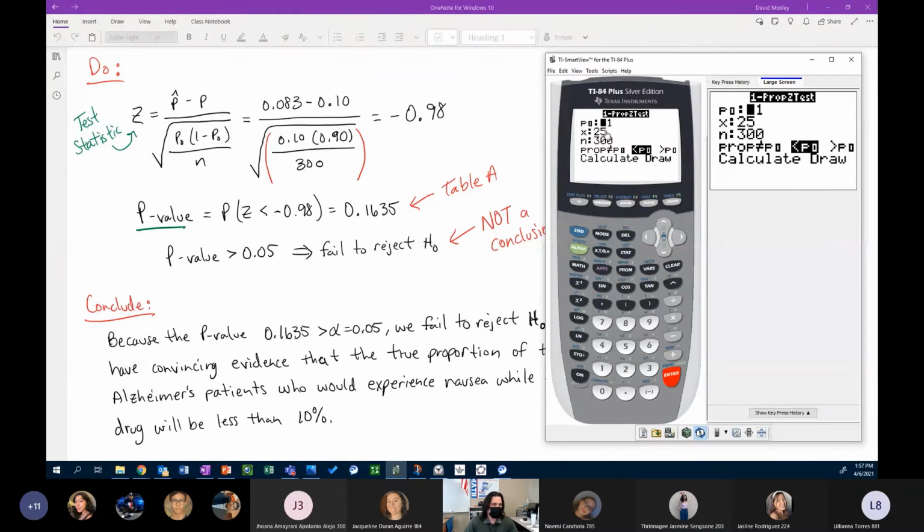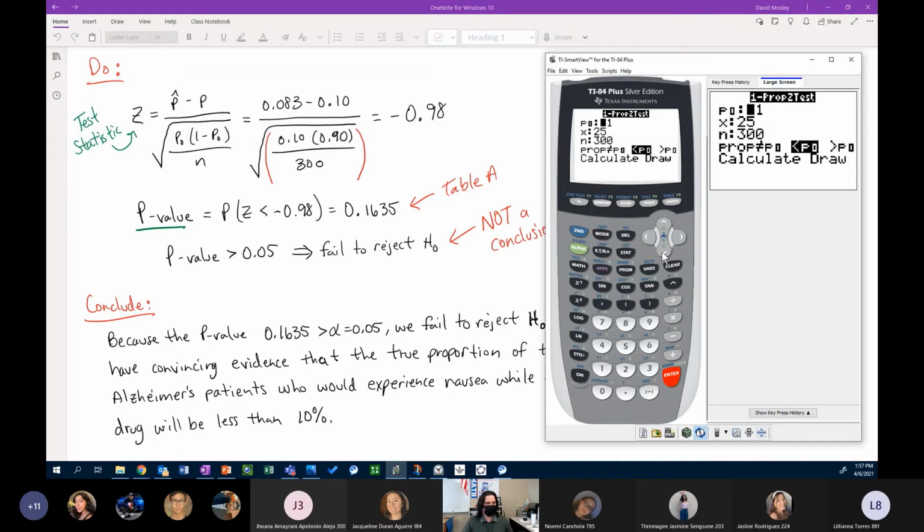I've already entered in the data for this. Our null hypothesis for p is 0.1. x is essentially the number of successes, in this case the number of people who got nauseous, which we were told was 25 out of 300. So x is 25, n is 300, our sample size. And the alternative is that we are less than the null hypothesis.